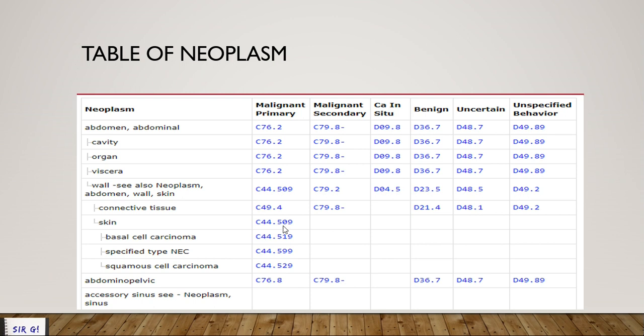Your unspecified behavior. When you use uncertain, there's documentation of clinically undetermined or clinically uncertain, versus unspecified, which is based on the documentation. There's no documentation at all of what type of neoplasm it is. So you may end up using unspecified, or you may query the provider if possible.